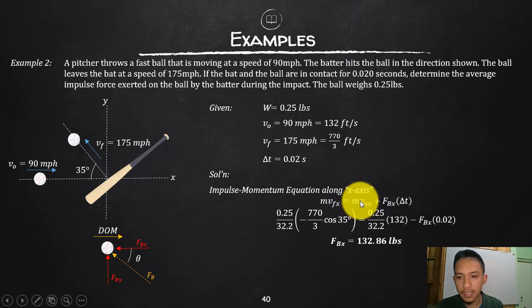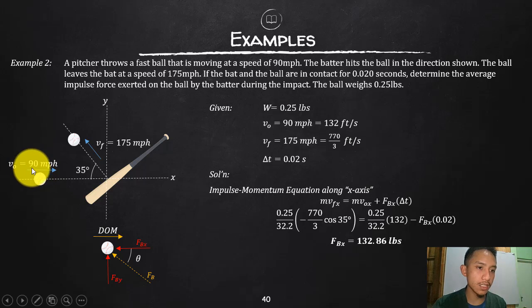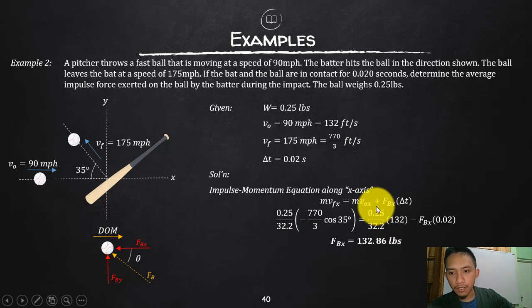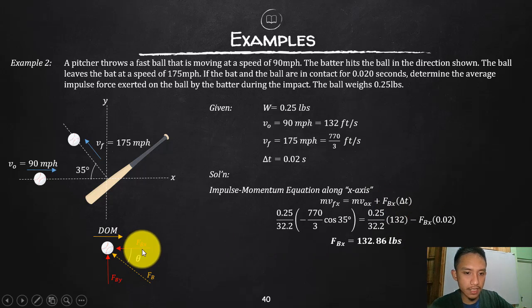And then on the other side, the initial momentum, that is the mass, which is the same, and then times the initial velocity horizontal. If you try to look at the initial velocity, that is plainly horizontal, so we do not need to break this down into components. That is just converted into feet per second, equal to 132, positive. Why? The same direction as your DOM. And then your FB sub x, we put that as negative since that is against your direction of motion, times the delta t, which is given to be 0.020 or 0.02 seconds.